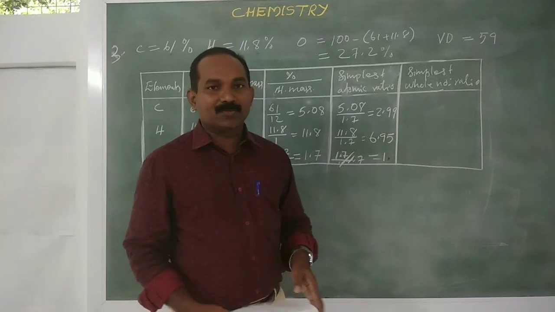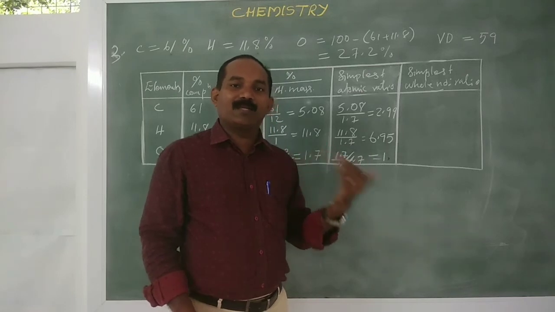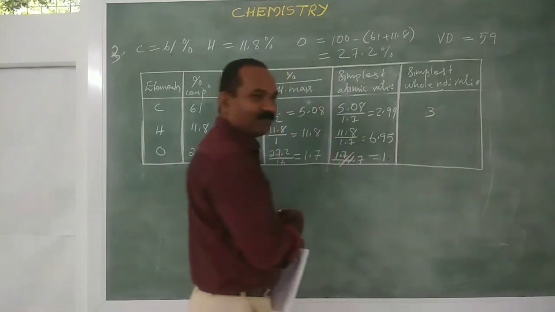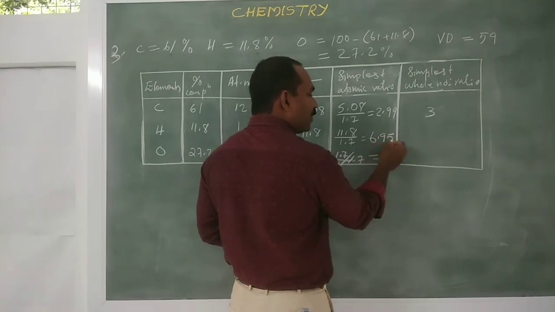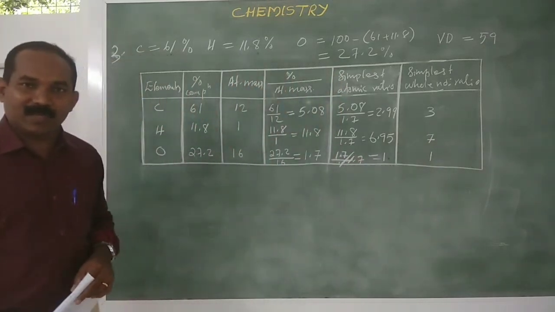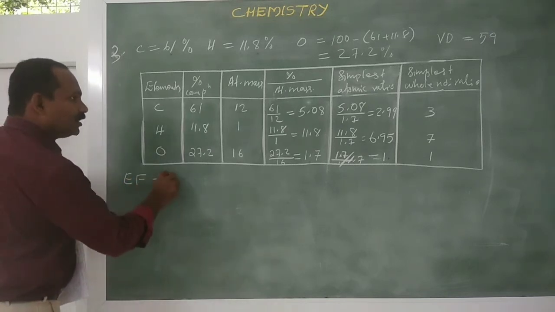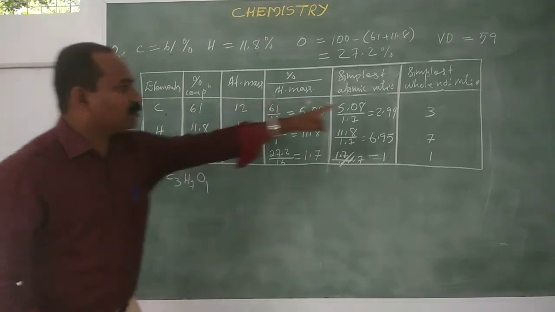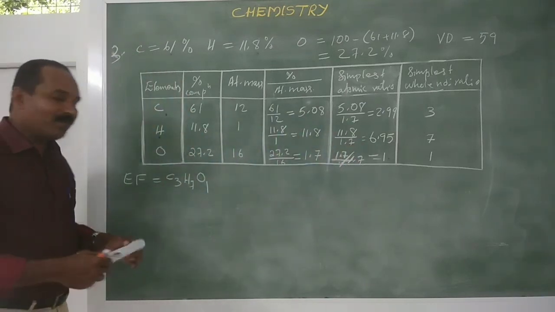Then how do we make it the simplest ratio? Either we round off to a whole number or we multiply with a suitable coefficient. Here it is nearly 3, so just round it off. 2.99 rounds to 3, 6.95 rounds to 7, and 1. Very clear, very simple. Then the empirical formula is C3H7O1: carbon 3, hydrogen 7, oxygen 1. So that's the empirical formula.